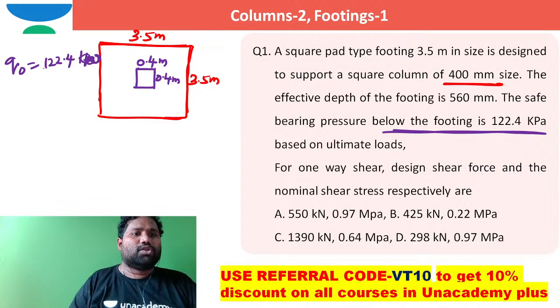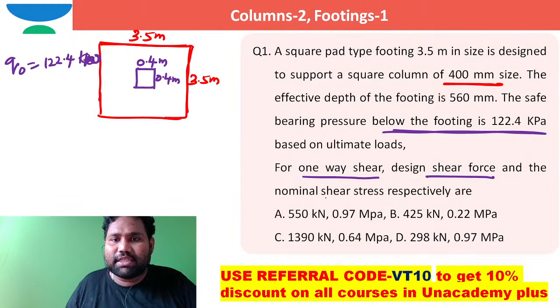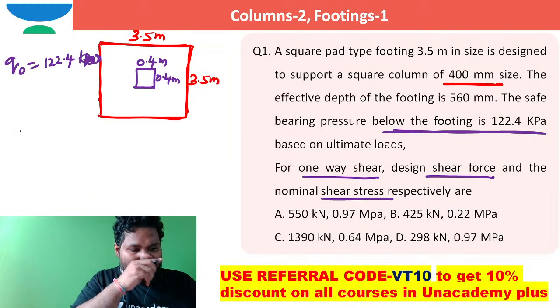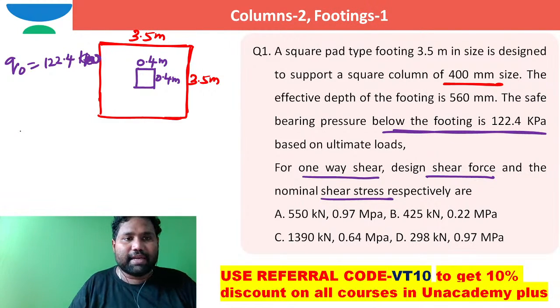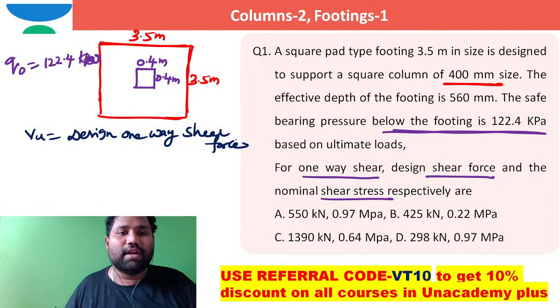So q naught is equal to that. They had mentioned, for one-way shear, the design shear force and nominal shear stress. So the question is, what is the design one-way shear force they are expecting? People will call it Vu. Vu is equal to the design one-way shear force. How can you investigate this one, dear brother?